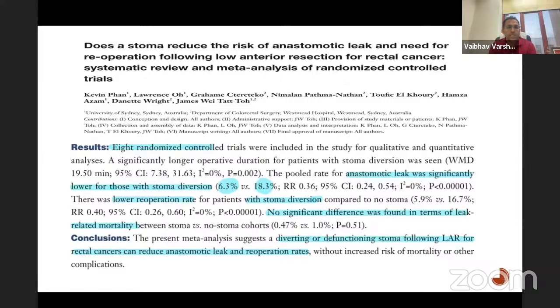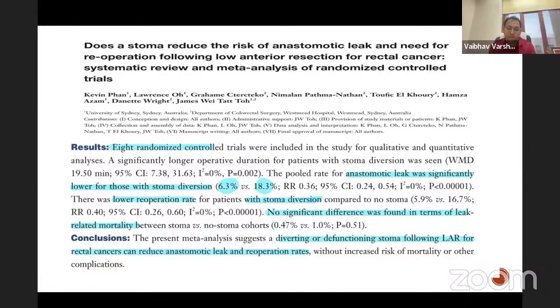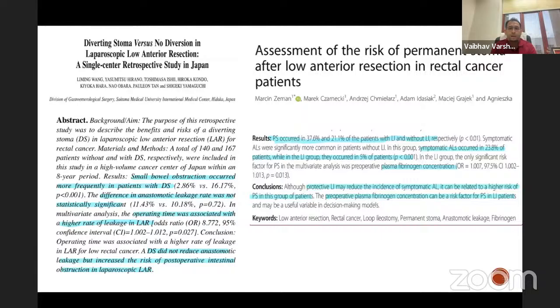Now, the question again: does a stoma reduce the anastomotic leak rate? This study, a meta-analysis of RCTs, has mentioned that yes, a diverting or defunctioning stoma after LAR reduces anastomotic leak and reoperation rate, as I mentioned earlier also. Further, this study from Japan and other centers is contrary to this. They note that a diverting stoma did not reduce anastomotic leakage, but increased the risk of postoperative intestinal obstruction. So there are both pros and cons of making a stoma.